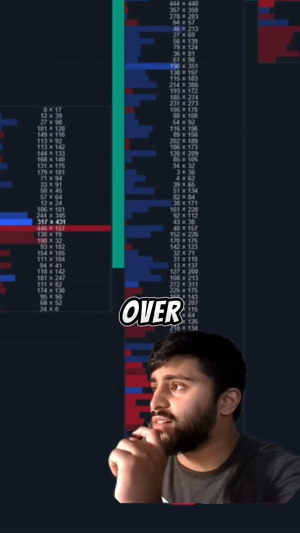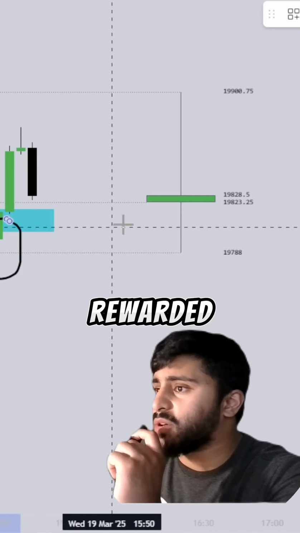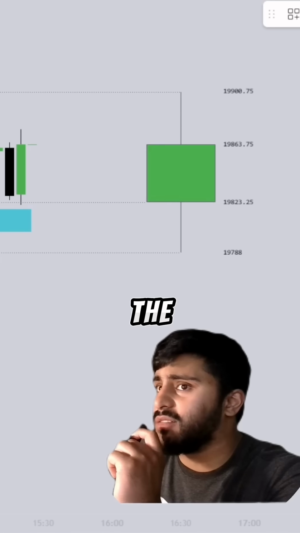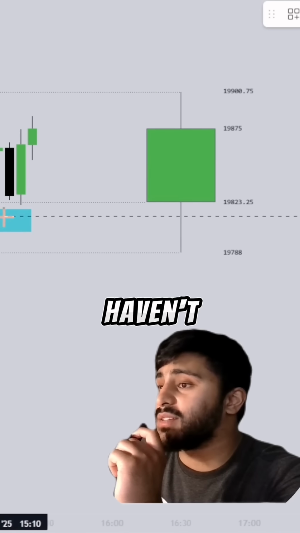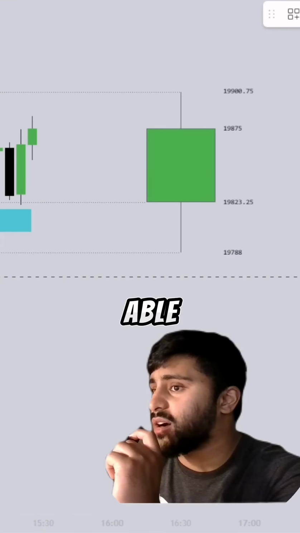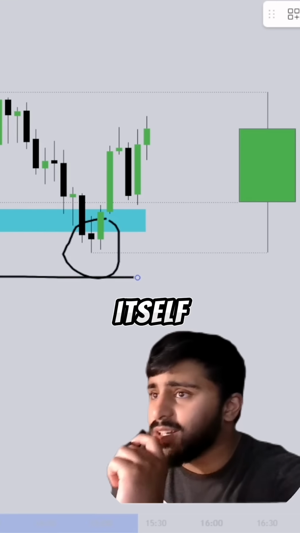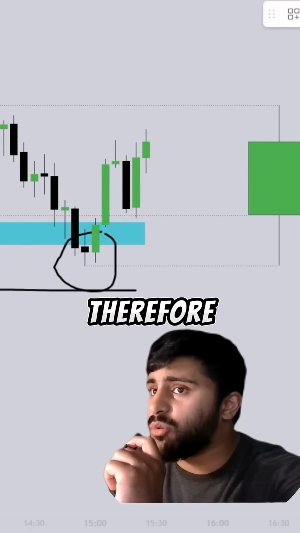So we have so many sellers over here. Now, these sellers over here, are they rewarded because we're below the 10 a.m. Eastern? Have they been rewarded? Well, the answer is no. And the reason they haven't been successful is because price barely was able to come below this region over here. So price in itself is failing to reward the sellers. Therefore, the buyers are in control.